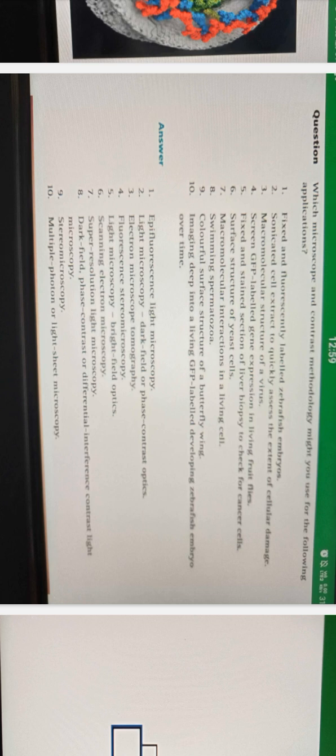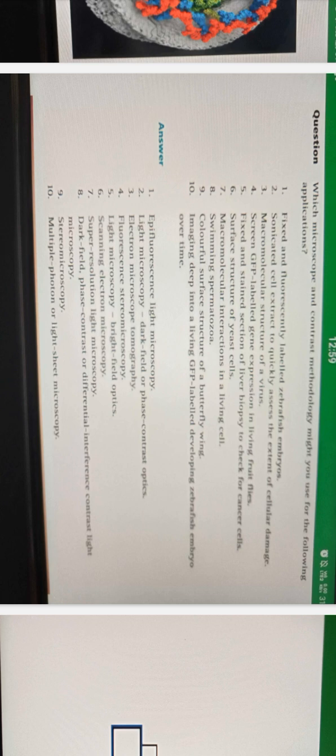Then screen GFP labeled gene expression in living fruit flies, which is with the help of fluorescence spectromicroscopy. Then fixed and stained sections of liver biopsy to check for cancer cells: light microscopy, bright field optics. Surface structure of yeast cells: scanning electron microscopy, because that's surface structure.